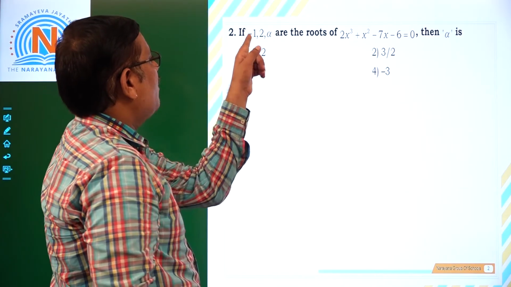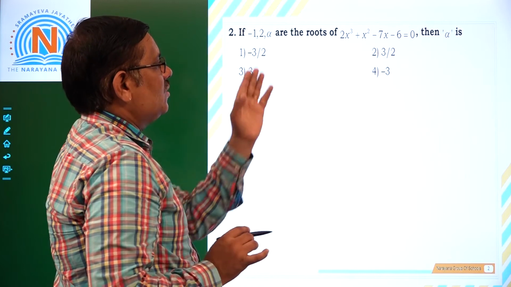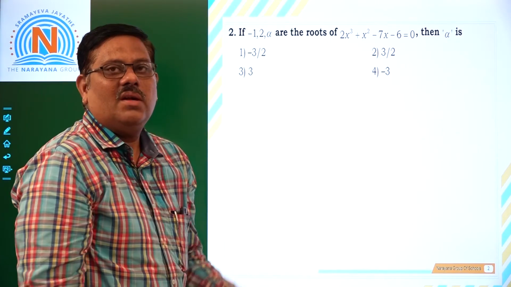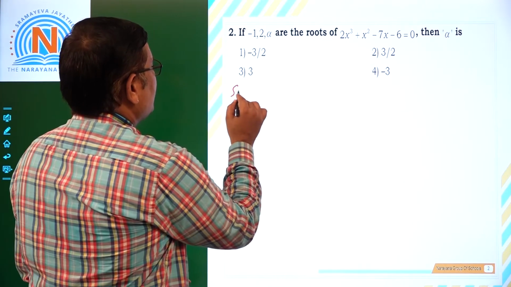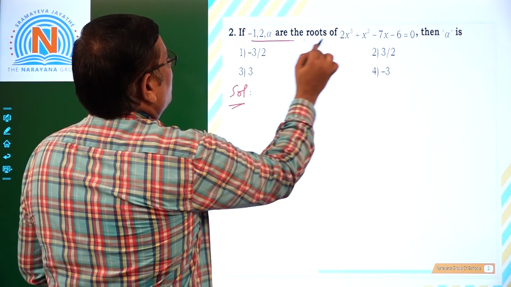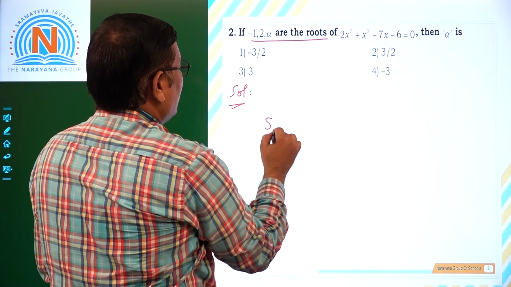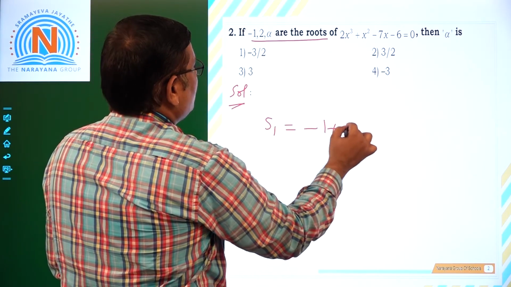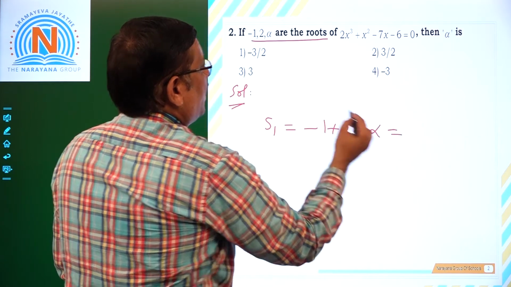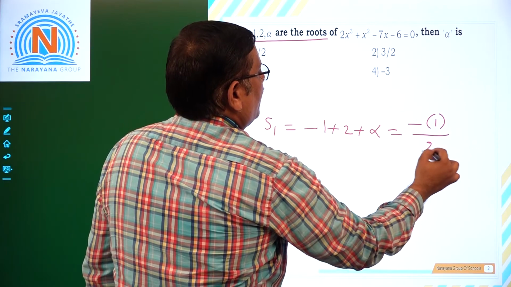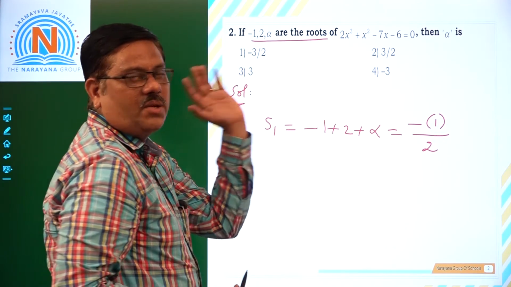If -1, 2, alpha are the roots of 2x³ + x² - 7x - 6 = 0, then what is alpha? Let us see. He is saying that these are the roots. As these are the roots, the sum of the roots, S1, is -1 + 2 + alpha, which is given by minus the x² coefficient divided by the x³ coefficient.